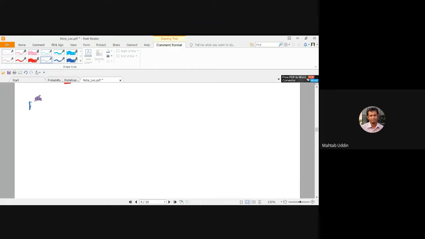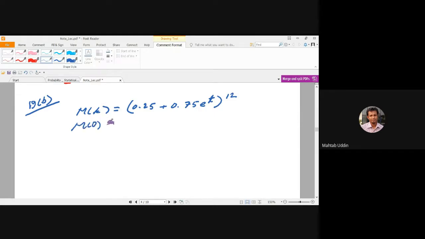See this carefully. M(t) is 0.25 plus 0.75 e to the t, whole to the power 12. First we'll check whether this is a valid moment generating function or not. M(0) is 0.25 plus 0.75 e to the 0, which is 1, whole to the power 12. So 1 to the power 12 equals 1. So this is a valid moment generating function.